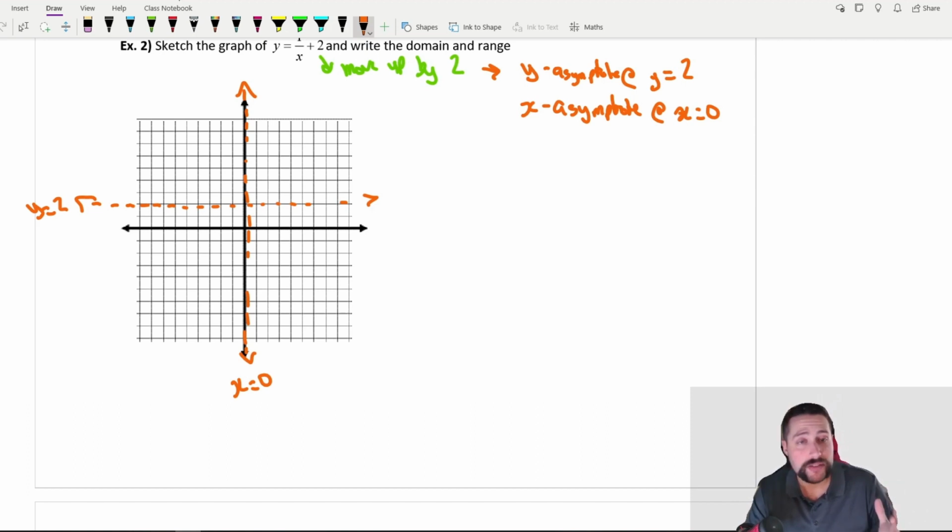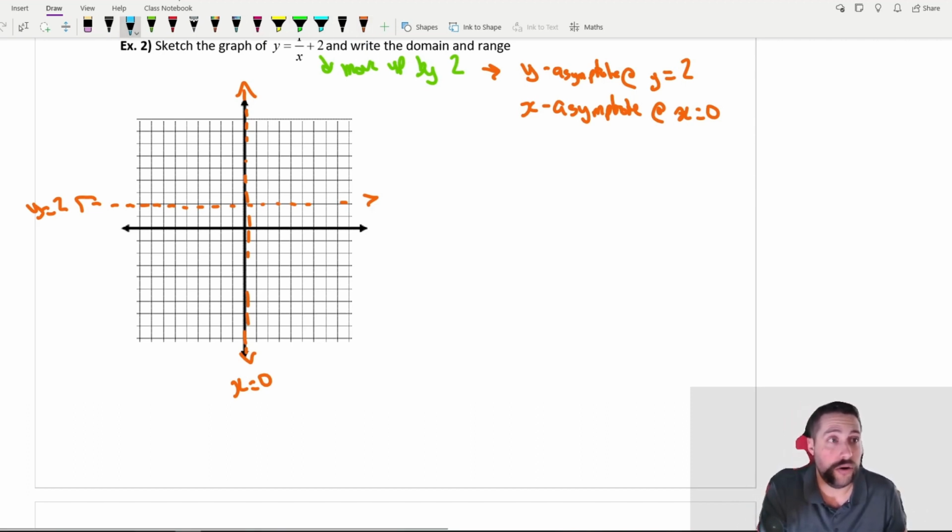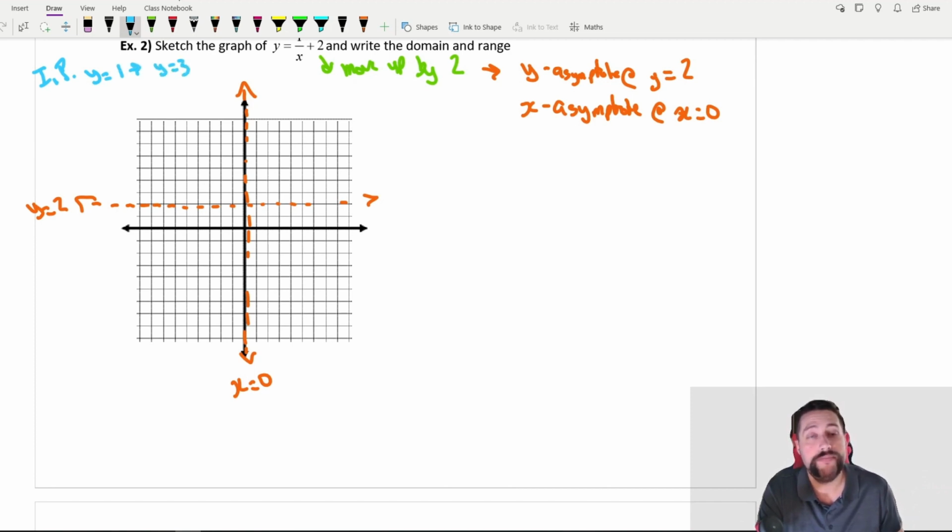Okay, so because of that, our invariant points have moved as well. Our invariant points, we'll just call them IPs for short, have now moved up by 2. So instead of being at y equals 1, it's now y is equal to 3. And instead of being at y is equal to -1, oddly enough, it's now at y equals 1. So those are our invariant points now, at y equals 1 and y equals 3.